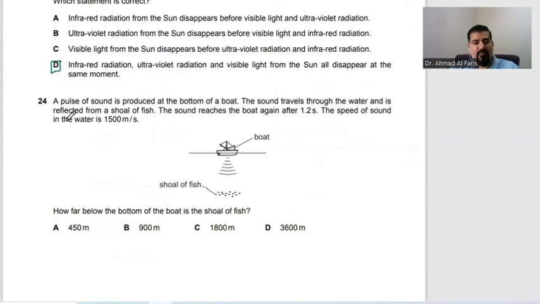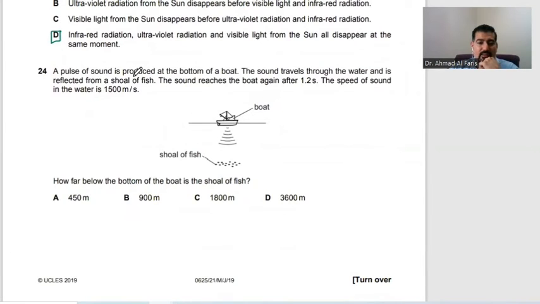Number 24. A pulse of sound is produced at the bottom of a boat. The sound travels through the water and is reflected from a shoal of fish. We have a shoal of fish here. The sound reached the boat again after 1.2 seconds, so it goes and reflects. It's an echo. The speed of sound in water is 1,500 meters per second. How far below the bottom of the boat is the shoal of fish?